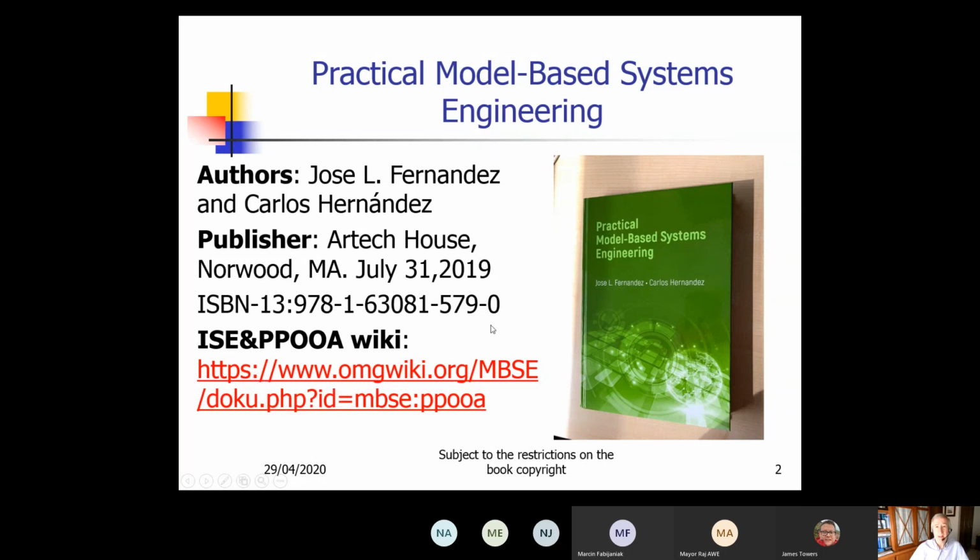Also, you can find more information in the OMG wiki about model-based systems engineering. In this OMG wiki, there is a website related with this method. In this website, you can find interesting publications, papers, and if you are interested in some of them, you can request them from me, because some of them are copyright protected. But anyway, you can request them from me. So you have the book and you have the website, and also PPOOA has a particular website.